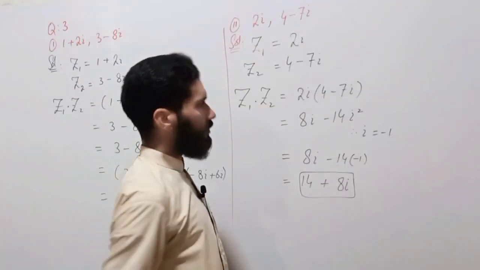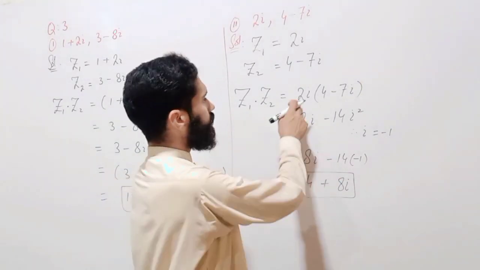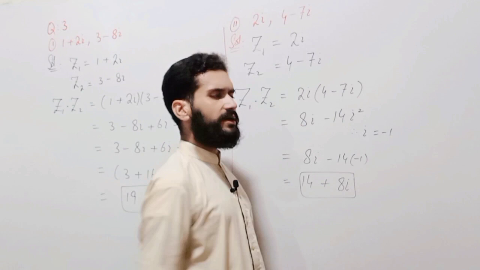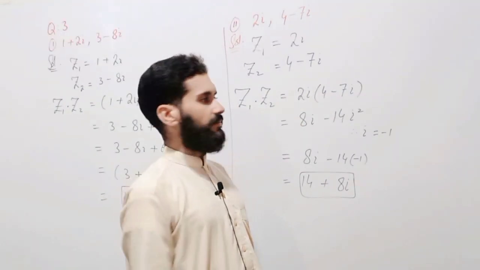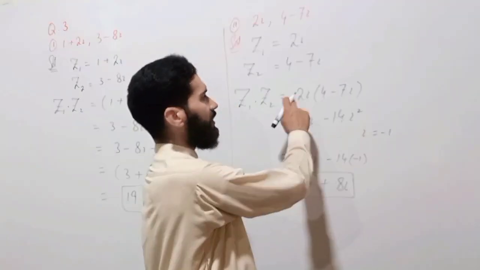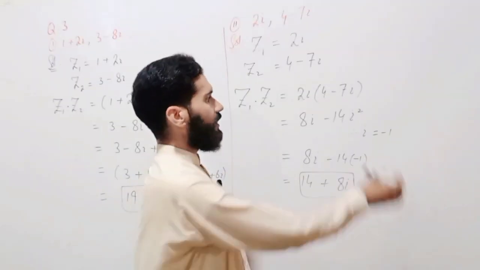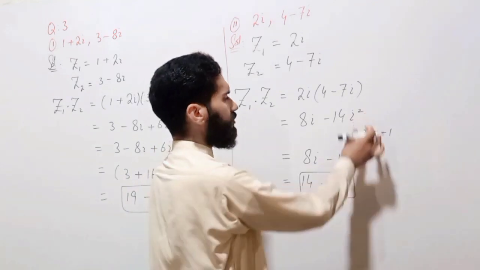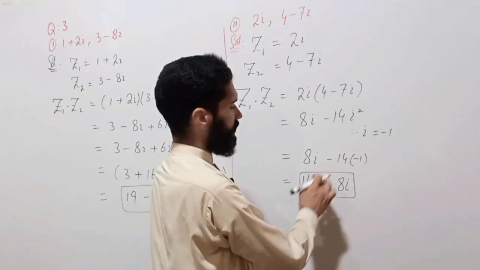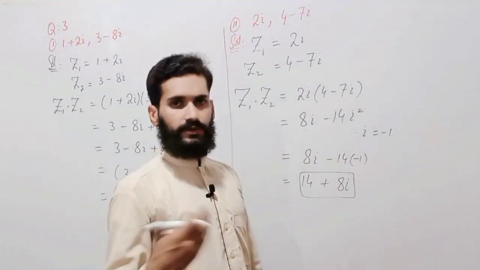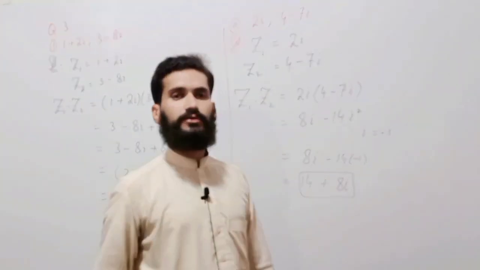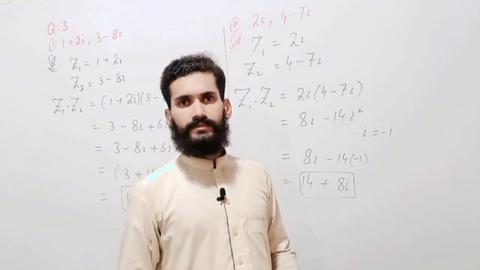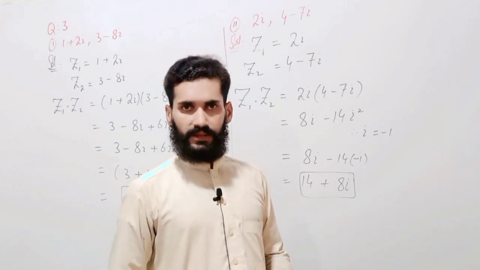Now we multiply Z1 by Z2: 2 iota multiplied by 4 minus 7 iota. 2 times 4 gives 8 iota, and 2 times 7 gives 14 iota square, and plus times minus means minus. Again, iota square is equal to negative 1, so negative into negative is positive 14, and 8 iota. So 14 plus 8 iota is the required result. Part 4 is homework, which you should try.